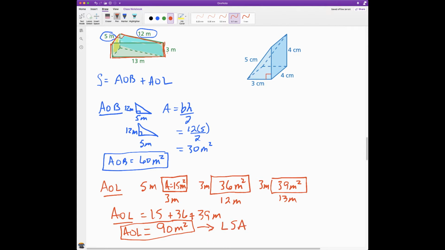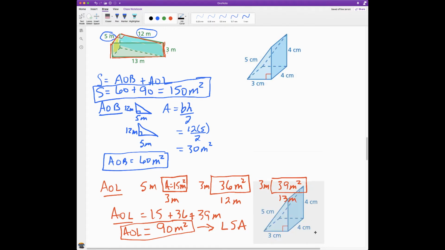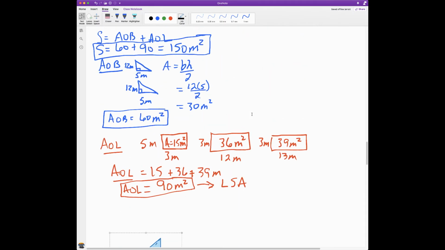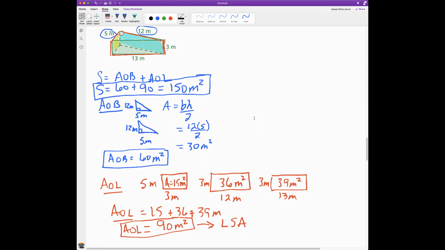So the lateral surface area is 90 meters squared, but the surface area way back up here, surface area equals 60 plus 90, which is 150 meters squared. So this is the surface area. Okay, that is the surface area of that prism. Hopefully that seems like a lot of work, but a lot of this is to help you keep things organized.